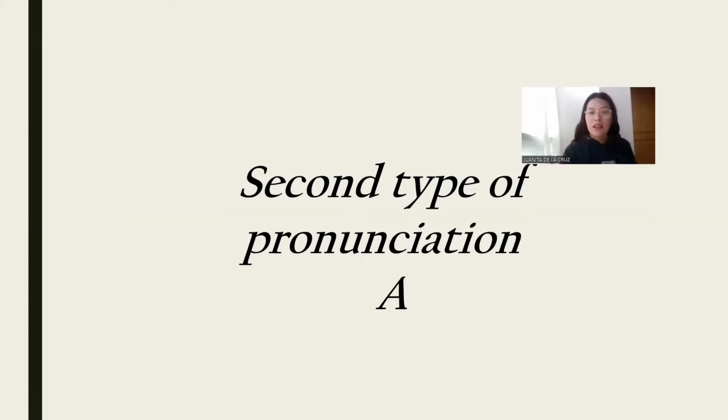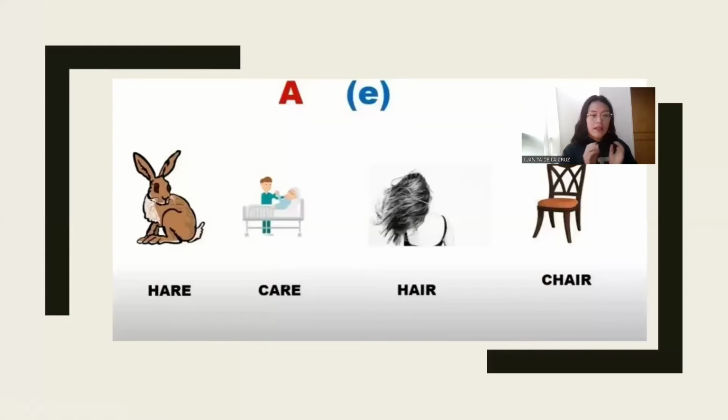Okay, guys, I'm talking about the third type of pronunciation of the vowel A. In this case, the A is not pronounced as in the previous examples. So it is pronounced like the E that we have in Spanish. These words have two vowels, but the second vowel is not pronounced. And the reason why it is pronounced as E in Spanish is because the words contain an R.